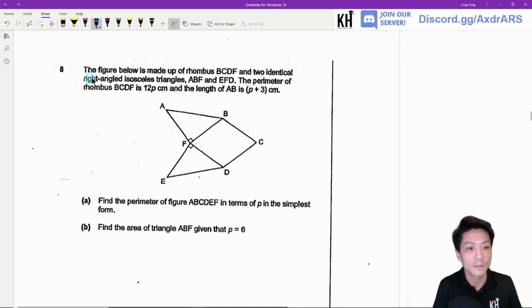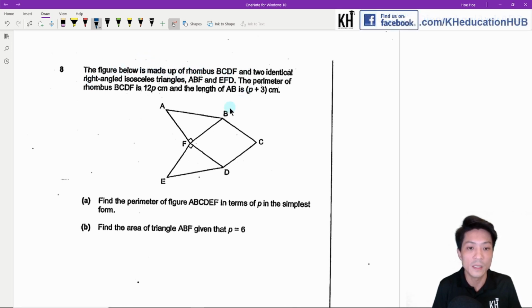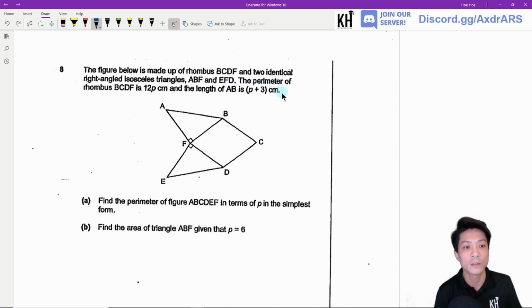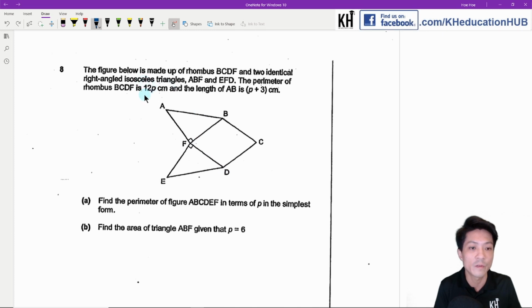Okay, question 8. The figure below is made up of rhombus BCDF and two identical right-angled isosceles triangles, which is this one and this one, ABF and EFD. The perimeter of the rhombus BCDF is 12p, and the length of AB is p plus 3. So this is p plus 3.